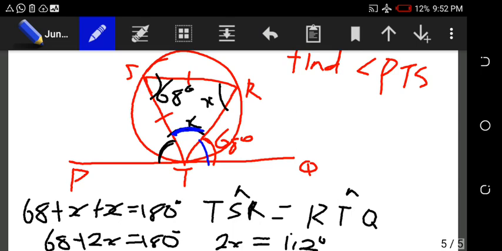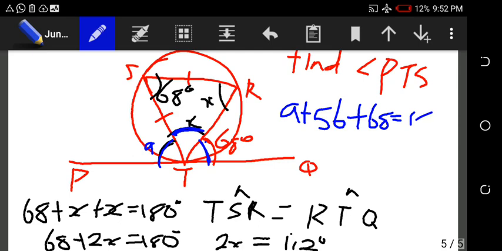Or the second method we can employ is this: knowing that here is 68 already, here is also 56. Then for us to find here, when you combine these three angles, that should give us angles on a straight line, and we know that angles on a straight line equal 180. So if we call the angle we're looking for, angle PTS, A, we have A plus 56 plus 68 equal to 180 degrees.